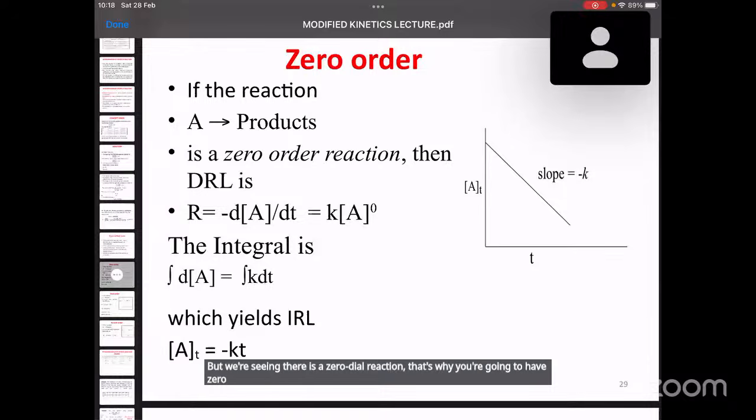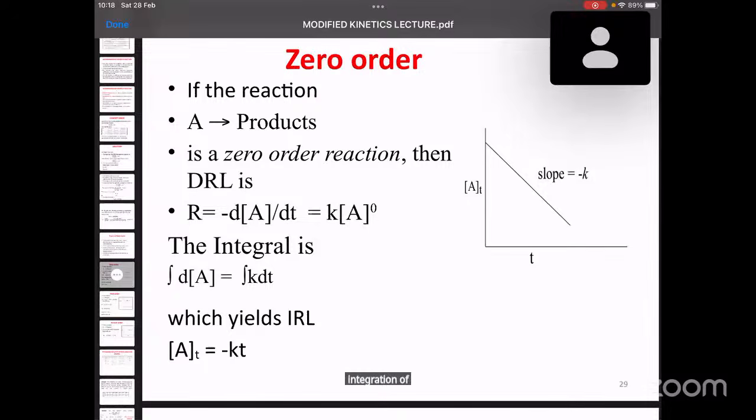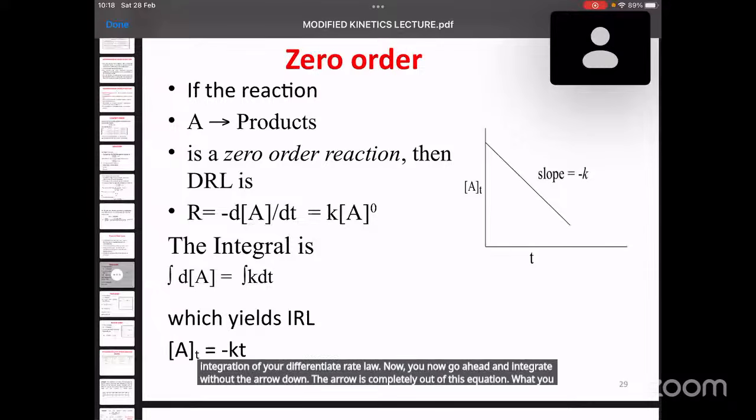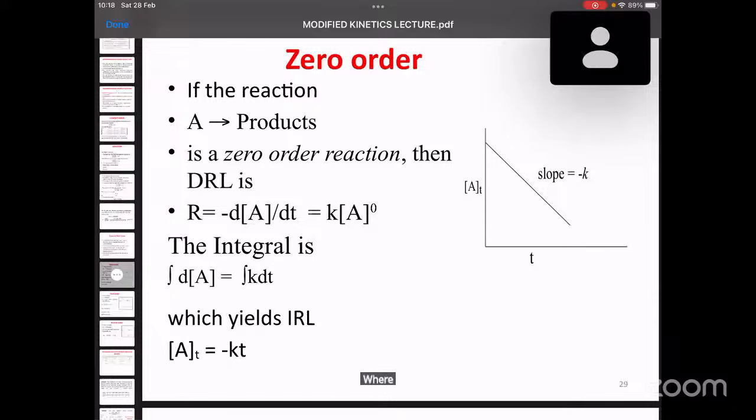Now, like I said, your integrated rate law comes as a result of integration of your differential rate law. Now, you go ahead and integrate without the R now. The R is completely out of this equation. What you just need is your minus dA dt. Now, again, why do we have minus in that dA dt? Where is that minus coming from?